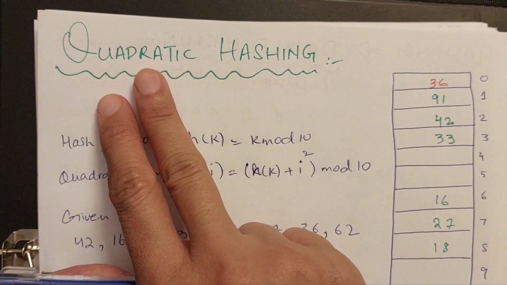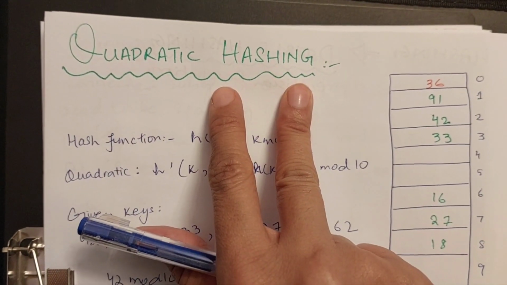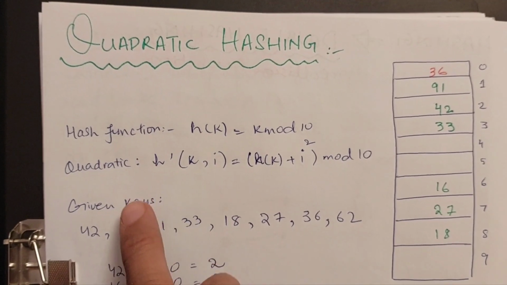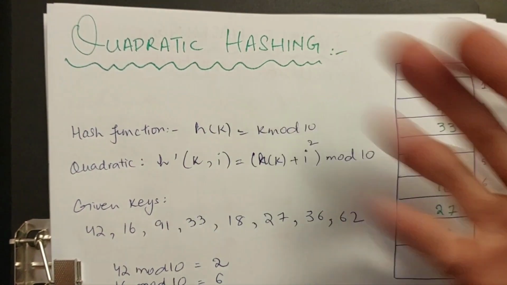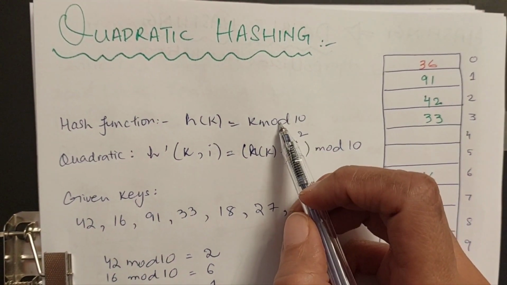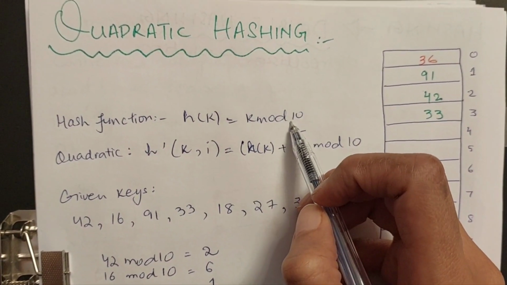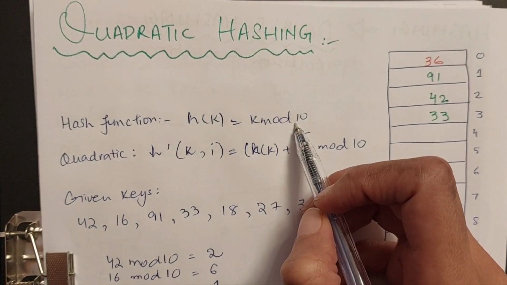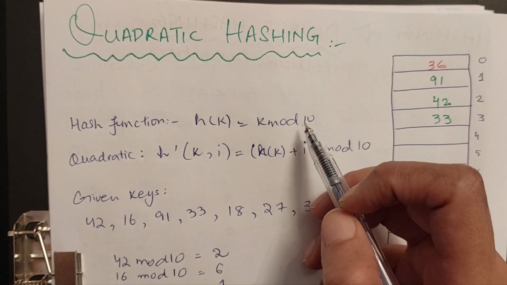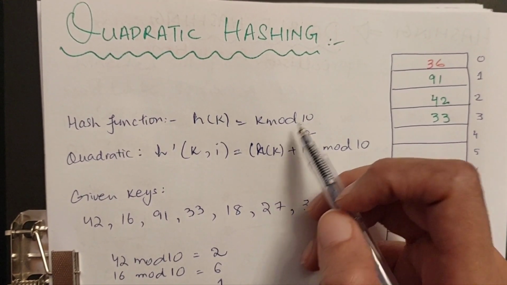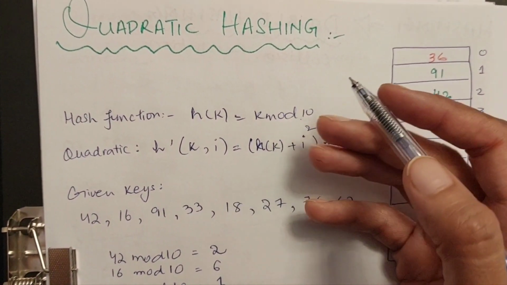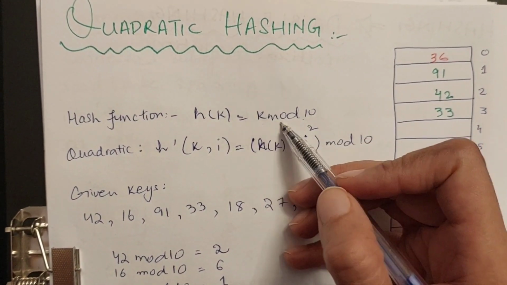So right now I'm going to teach you how we perform quadratic hashing, how we use the hash function in quadratic hashing, and what the advantages and disadvantages are. Okay, so let's consider that we are given the hash function k mod 10. There are many different types of hash functions. For example, there can be k mod 10, k mod 20. There can be many different types of functions in which you can split and do folding, but right now we are using k mod 10.